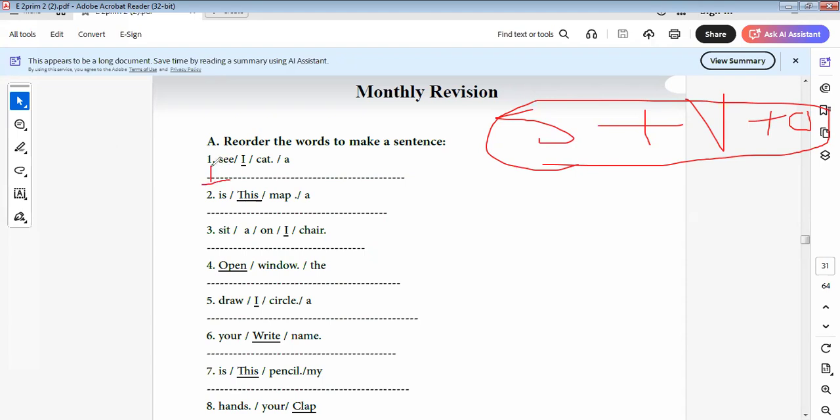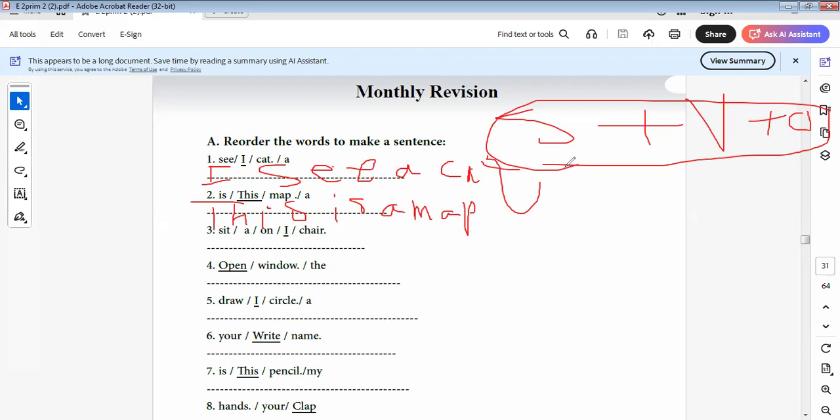So here, where is the subject? It will be I. Where is the verb? See. I see a cat. So here is subject, verb, object. Okay. Here is I see a cat. Let's go to the next one. It will be here. This is a map. The next one, I answer three of them, and I will leave the rest to do by yourself.